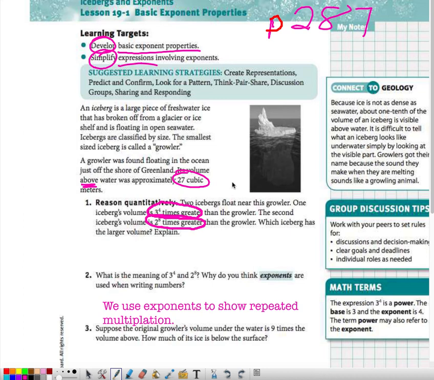So lesson 19.1 is on basic exponent properties. We're going to talk about two properties today. We're going to develop basic exponent properties and simplify expressions involving exponents.